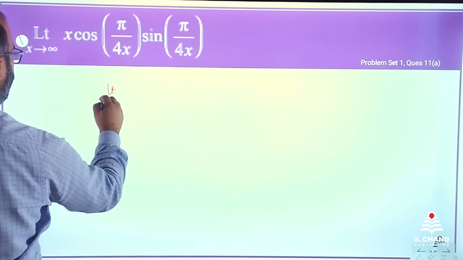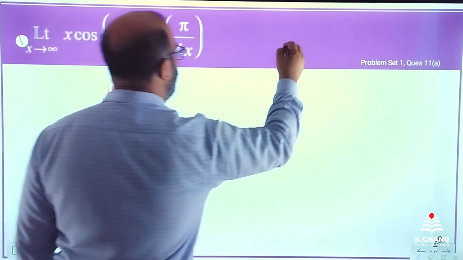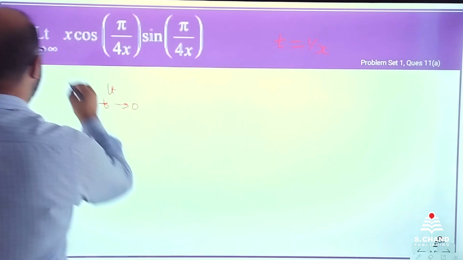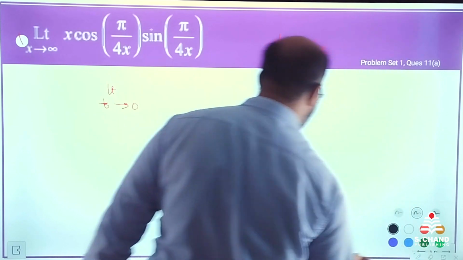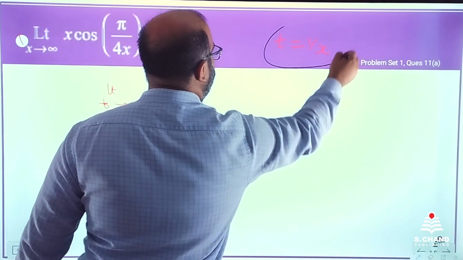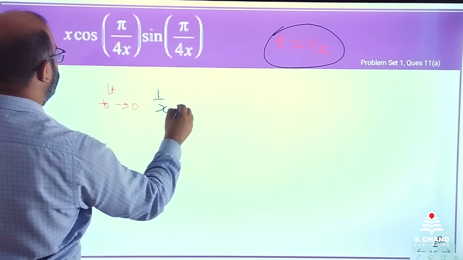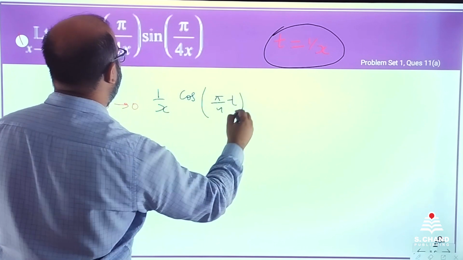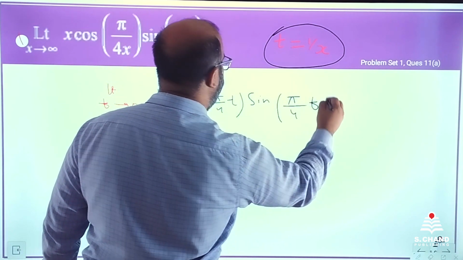So what we write it as, we say that this is limit t tending towards 0. Why do we say t tending towards 0? Because t can be written as 1 by x, and if x is tending towards infinity, t is tending towards 0. So this is what we have done here. t is equal to 1 by x. And this is written as 1 by t cos of pi t by 4 into sin of pi t by 4. This is how we can write it.